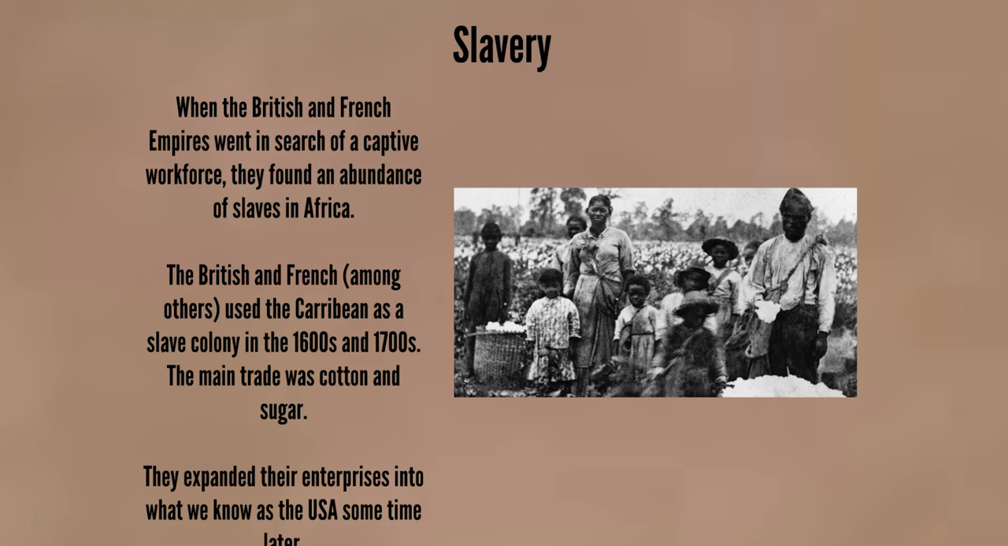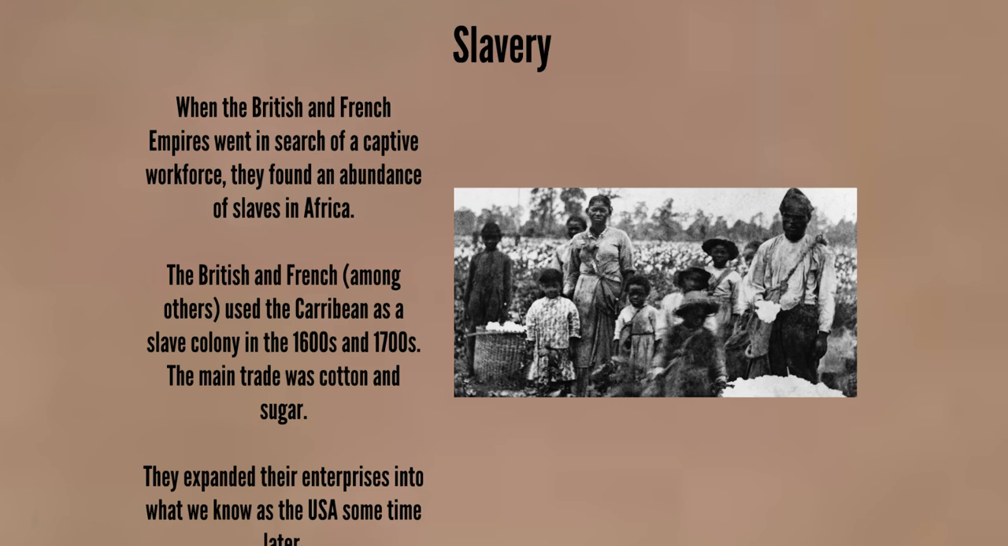So slavery is probably one thing that historians and people that have looked into this have pinpointed as a key instigator of what we were just talking about in the last slide. So the British and French empires went in search of some people to work in their mines and in their fields, and they found an abundance of slaves in Africa.